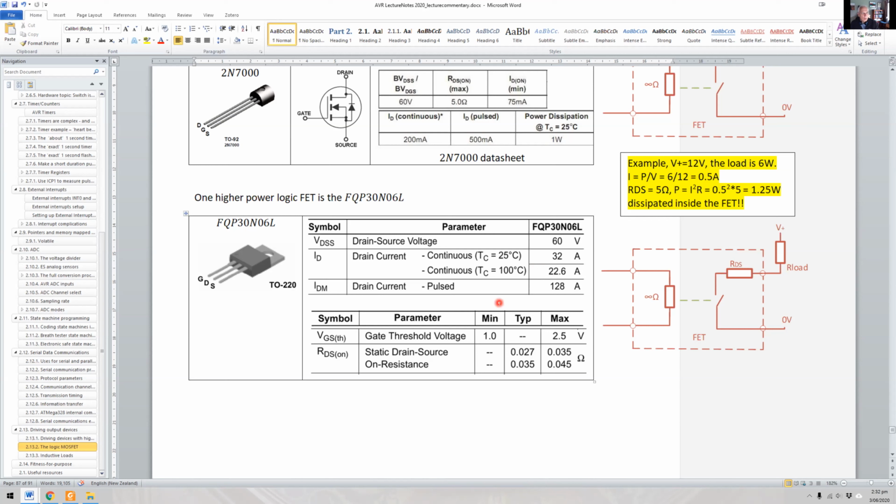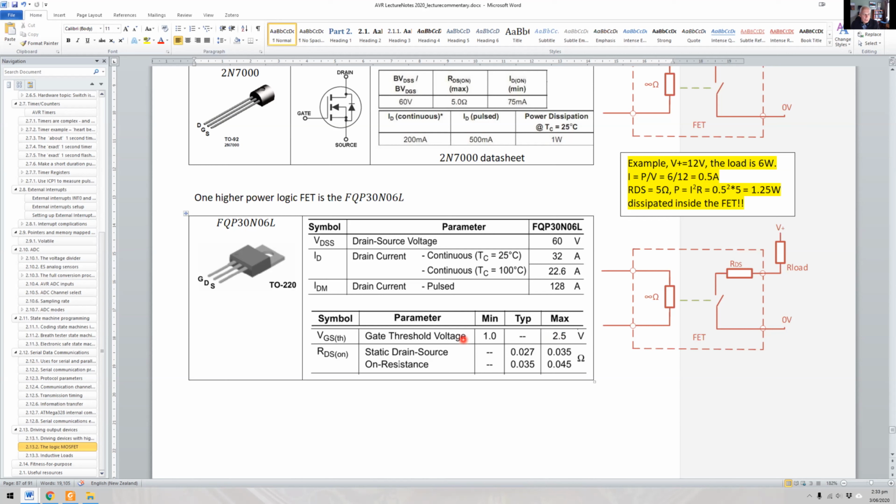Now, here's something that wasn't in the other data sheet, and that is the voltage that is required to turn this device on. At least 1 volt is required to turn it on, and no more than 2.5 volts will be required to turn it on. So using it with our 5 volt circuit is fine.